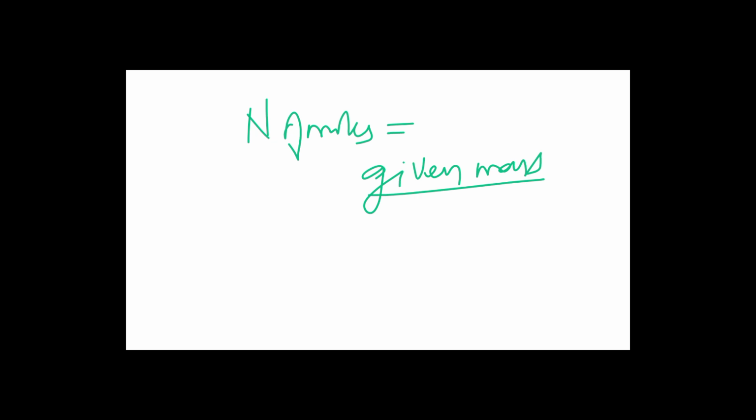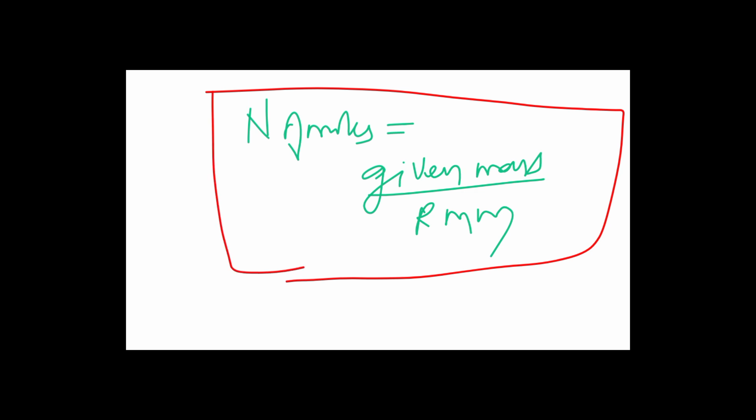The next concept is the formula for finding the number of moles. Number of moles is given by the formula: given mass divided by RMM, the relative molecular mass. So this is the formula for number of moles. Number of moles of any gas or any substance is equal to given mass by RMM.